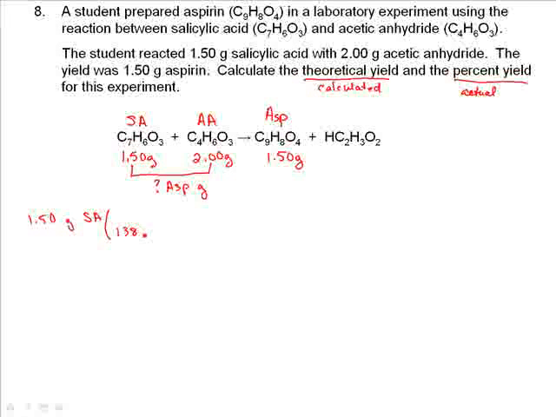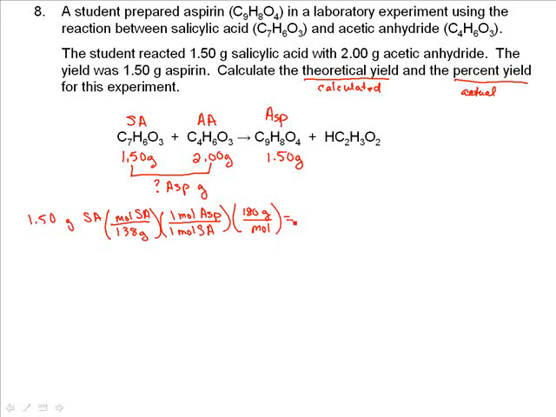So 1.50 grams of salicylic acid, and that is 138 grams per mole of salicylic acid. And it's all a 1-to-1 ratio for every 1 mole of aspirin. And aspirin is 180 grams per mole. I get 1.96 grams of aspirin.